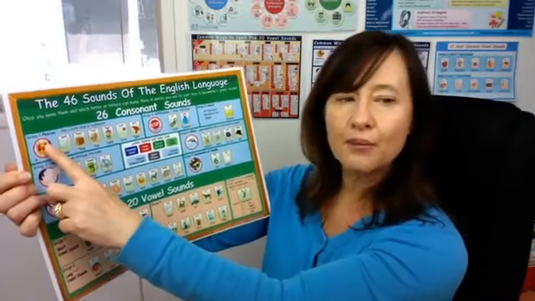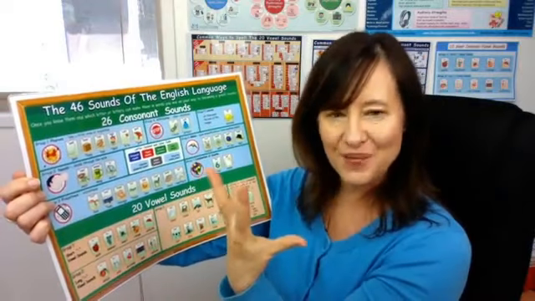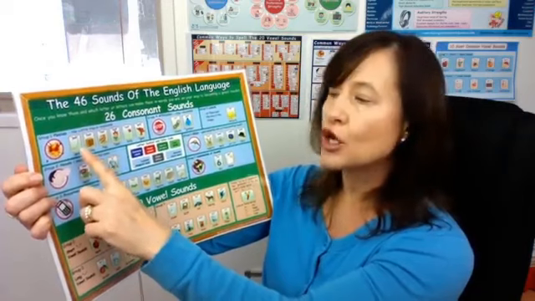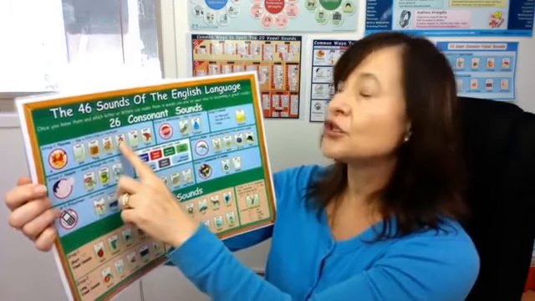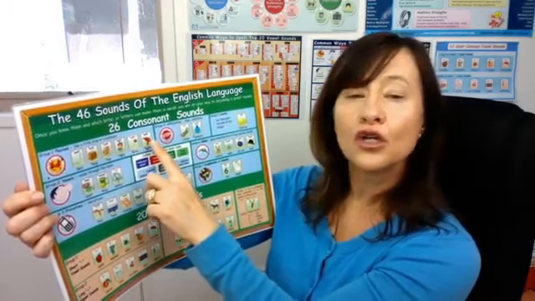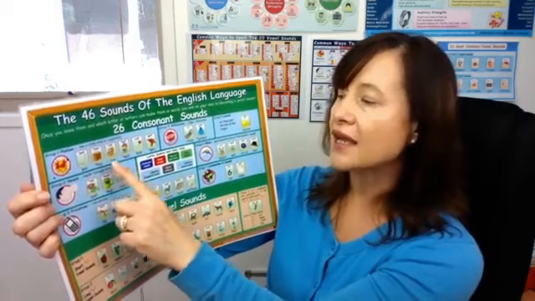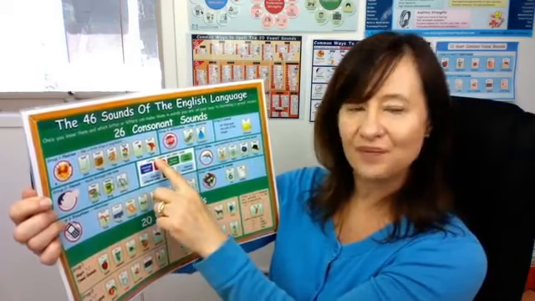So these are our plosives. In other words, when we pronounce them, there's a little stop or an explosion. So we've got p, b, t, d, k, g in words like pen, bag, top, doll, kite, gun.